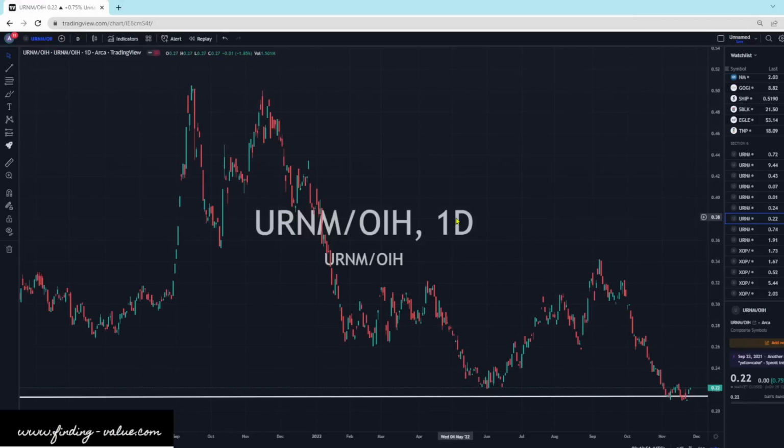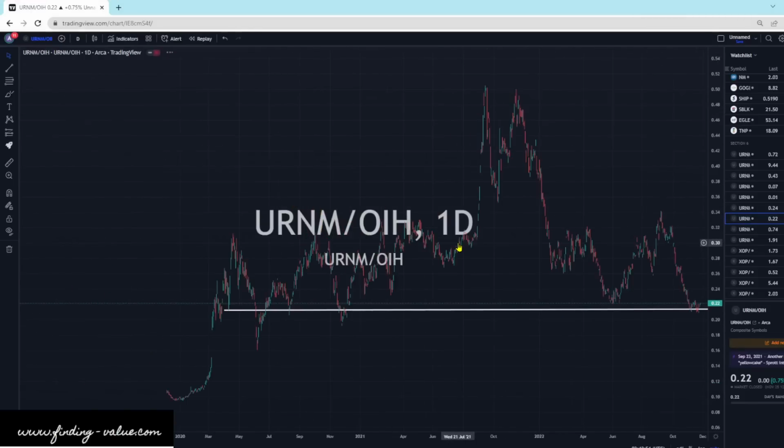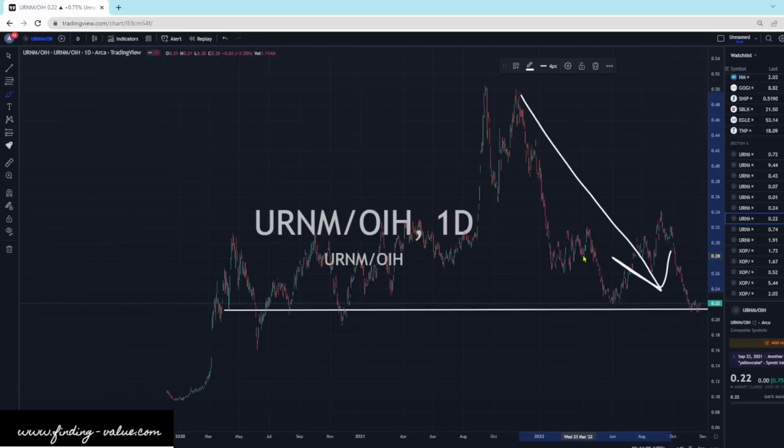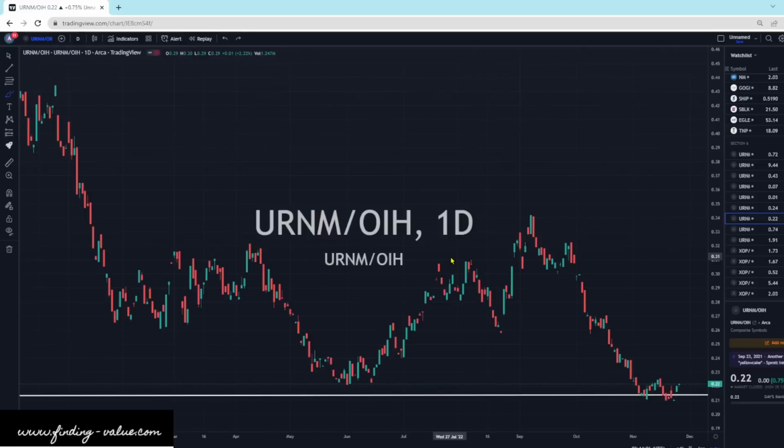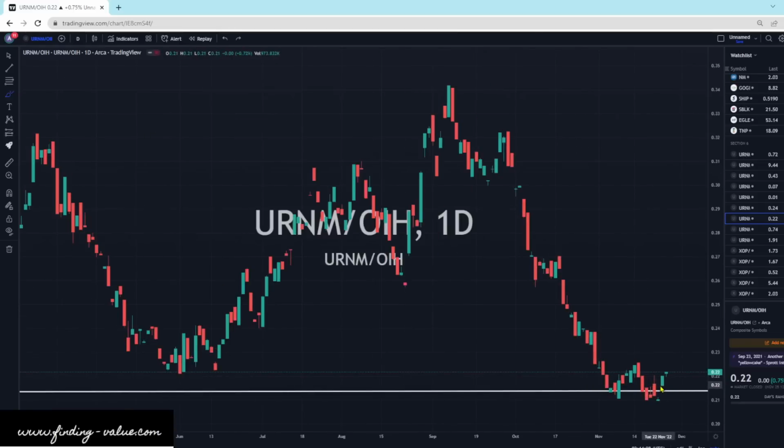Looking at URNM versus OIH. We've had an outperformance of OIH heading lower here. So OIH has been outperforming. We're back down to this nice big support level, and now we're looking to see what happens down here.